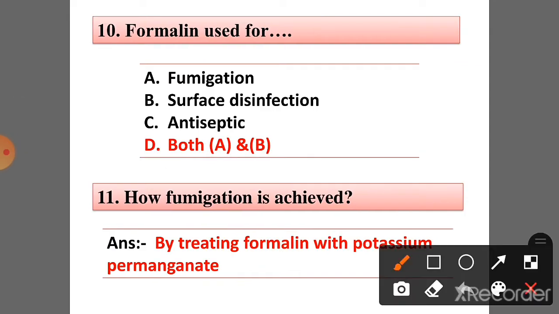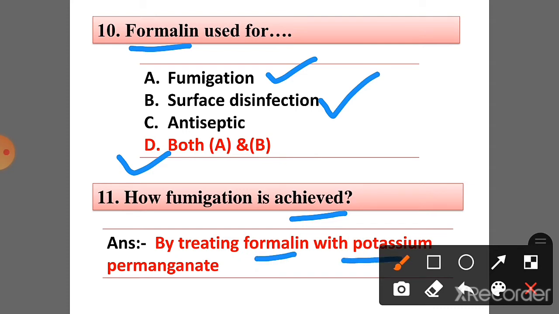Question 10. Formalin used for option D, both A and B. Fumigation and surface disinfectant. Question 11. How fumigation is achieved? Answer, by treating formalin with potassium permanganate.